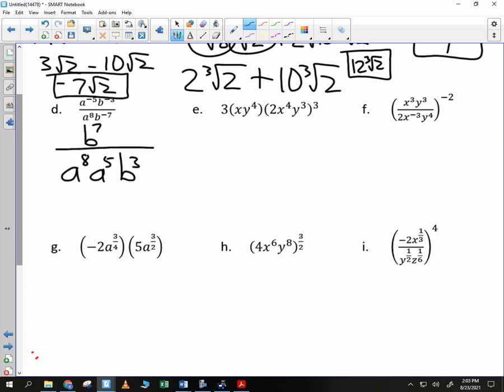So notice on the bottom, a to the 8th and a to the 5th make a to the 13th. And if I'm dividing, then I subtract, I get b to the 4th on the top. So b to the 4th over a to the 13th.